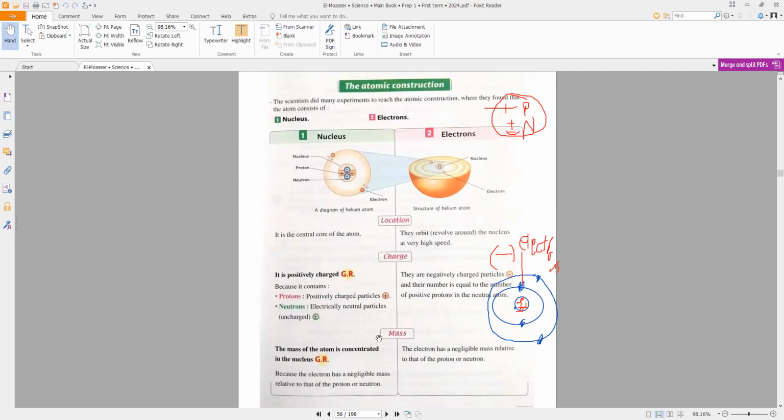Okay, this is the structure of the atom. The atom consists of two parts, nucleus and electrons. Let's draw it again. Let's draw the atomic structure, the structure of the atom.